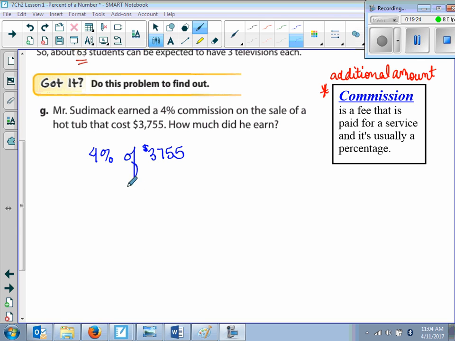All right, so if we are going to use a decimal, we can change 4% to a decimal. We're going to move the decimal here, that's at the end, 2 places to the left, and take away the percent sign. What do I do with this? You add a 0. Very good. So we're going to end up with 0.04 times, of means times, so times 3,755. So when we multiply 3,755 times 0.04, what do you get?